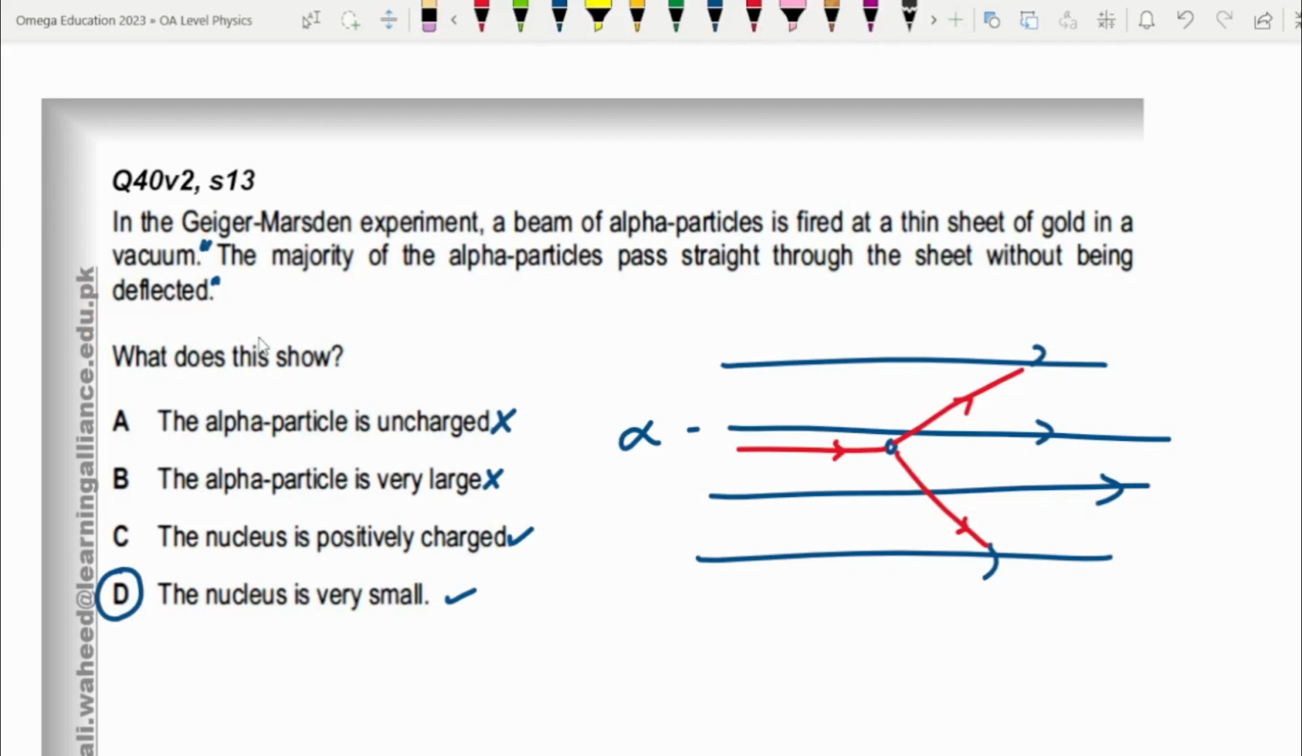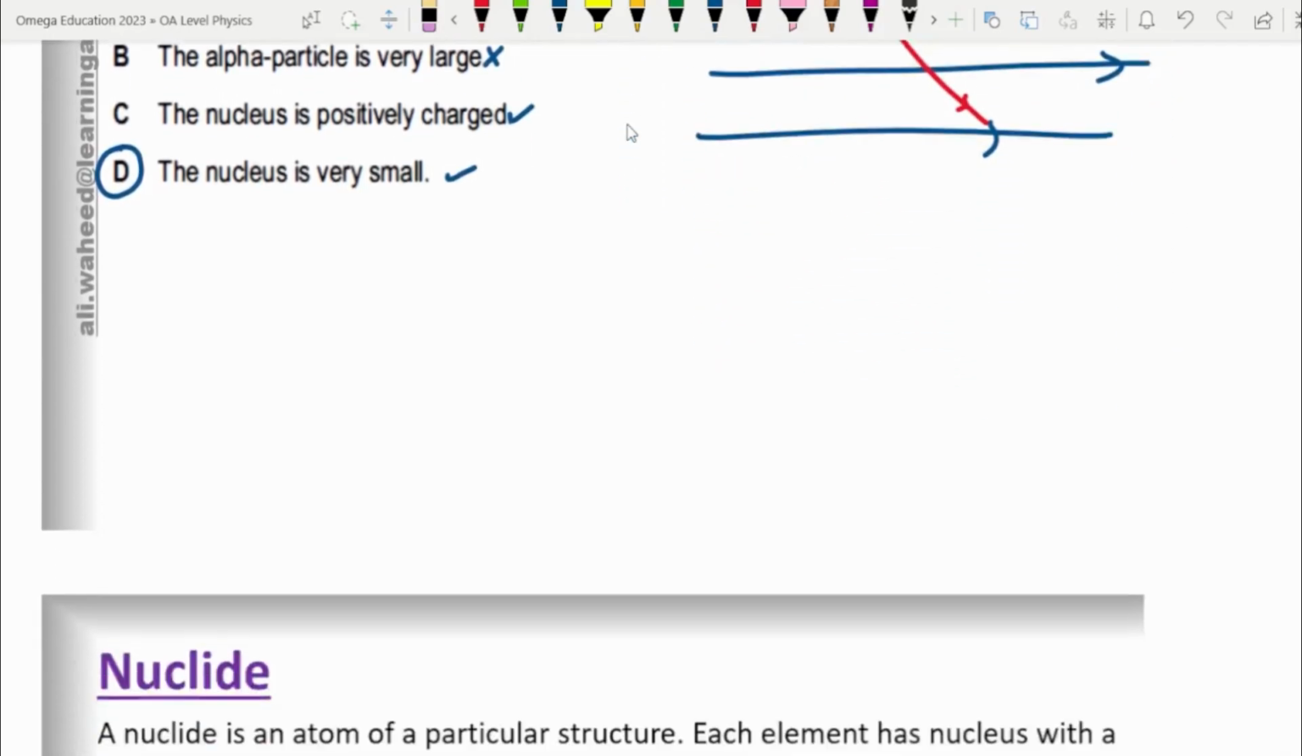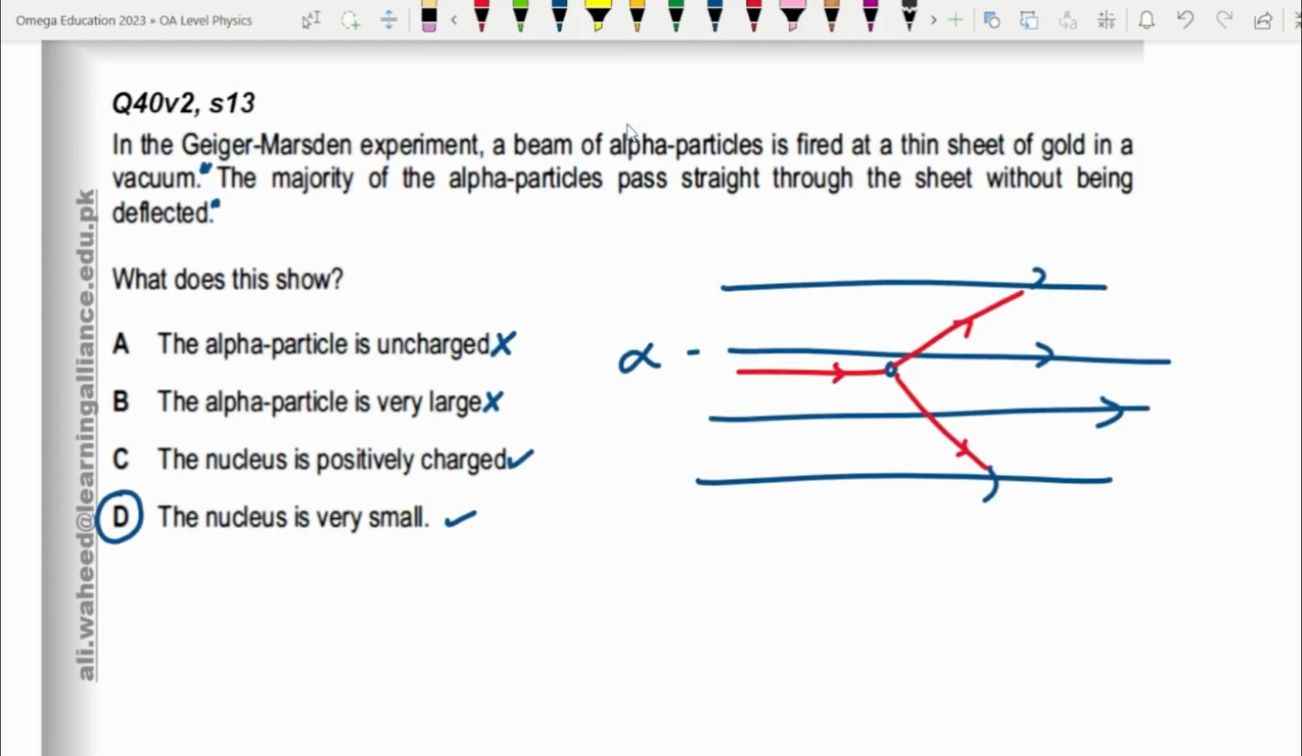So most of them pass through. It means most of the atom is free space, and thereby it implies that the nucleus, the central part of the atom, would be very small. Only then an atom can be mostly free space. So this question is very kind of a deceptive one.